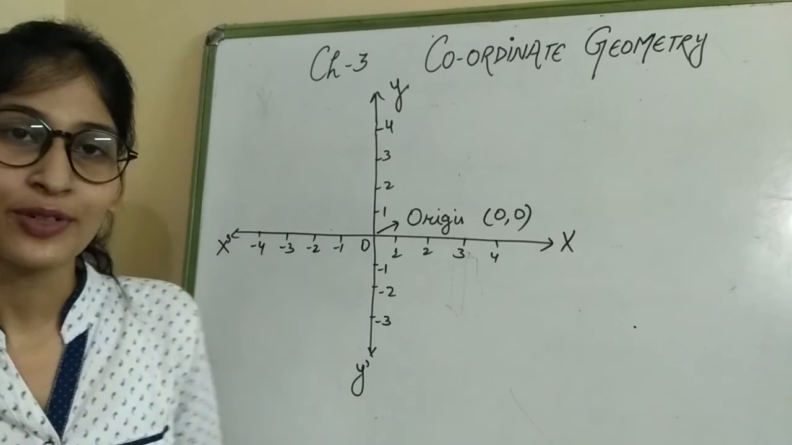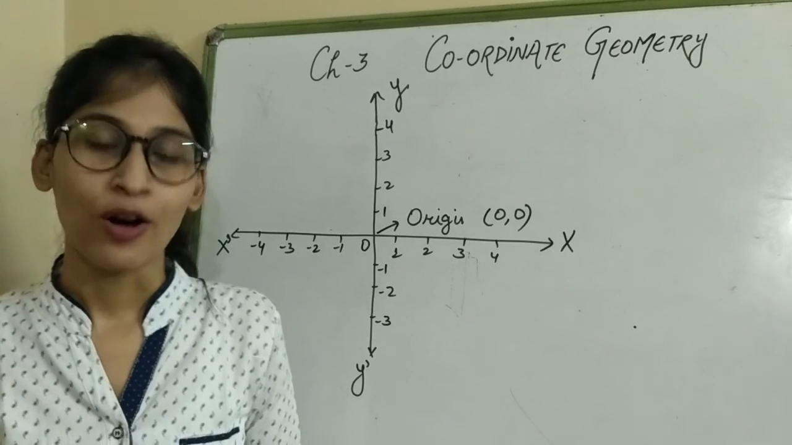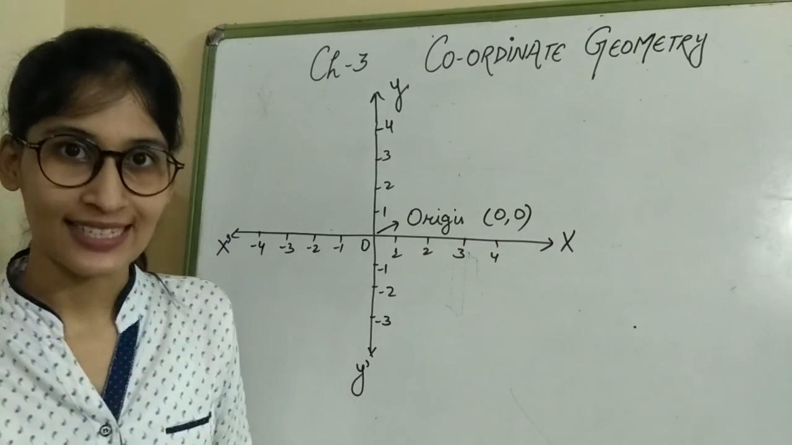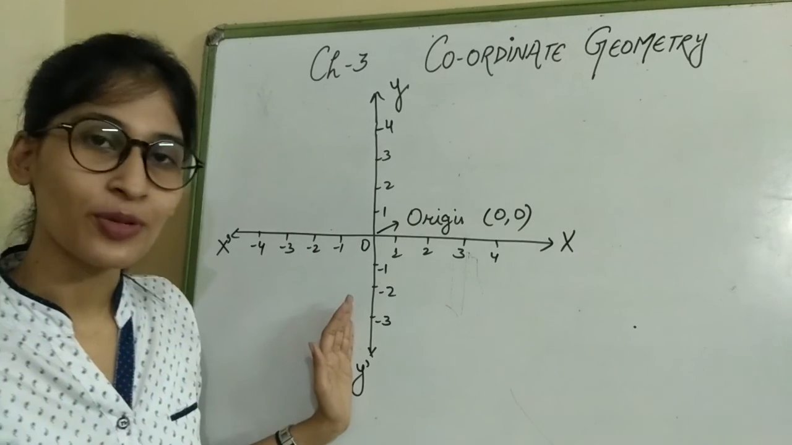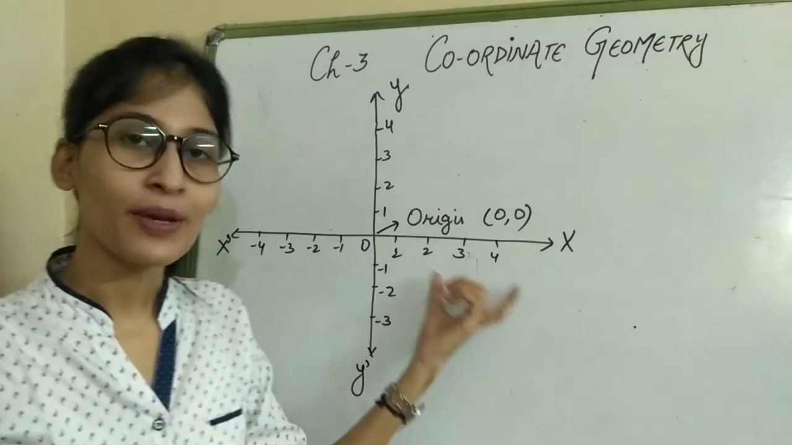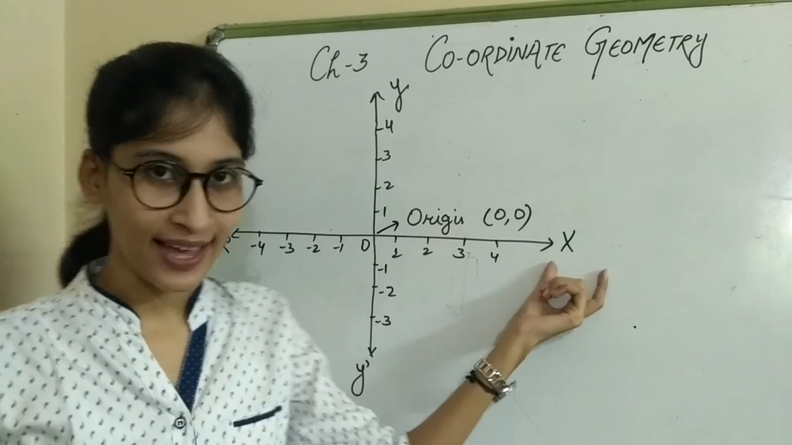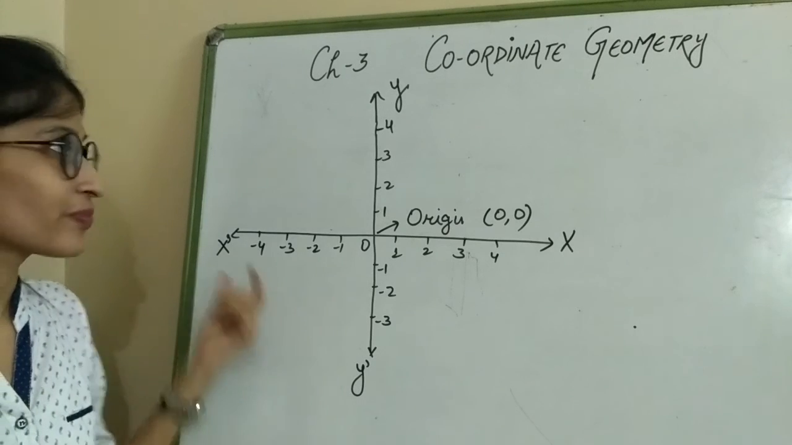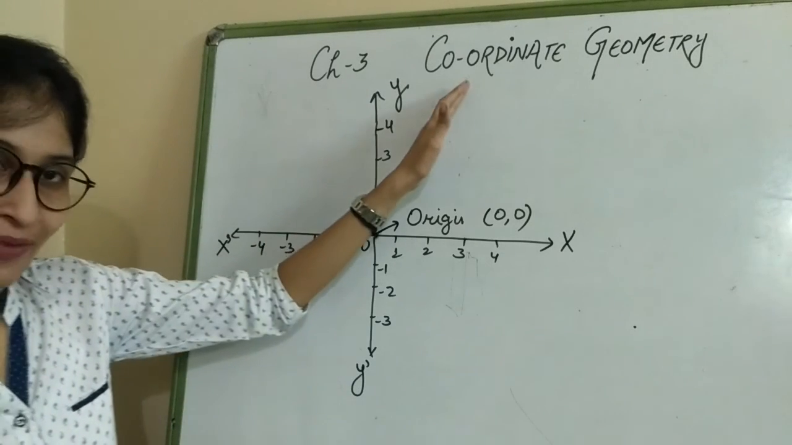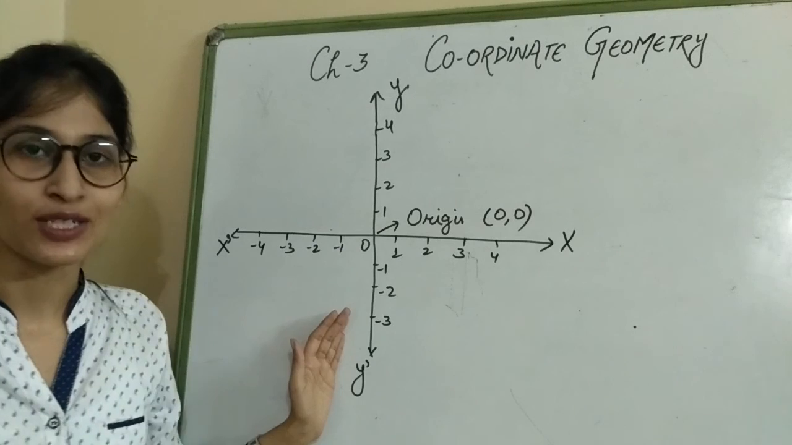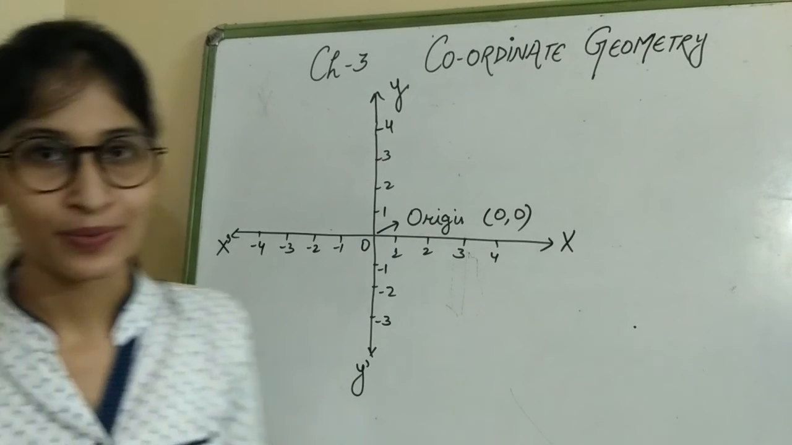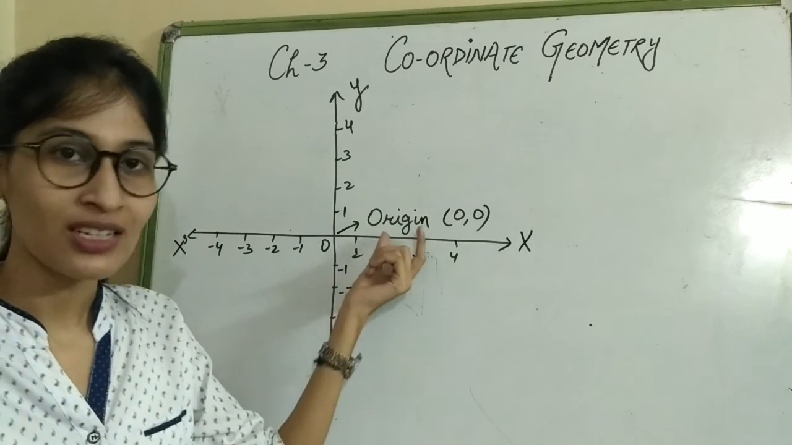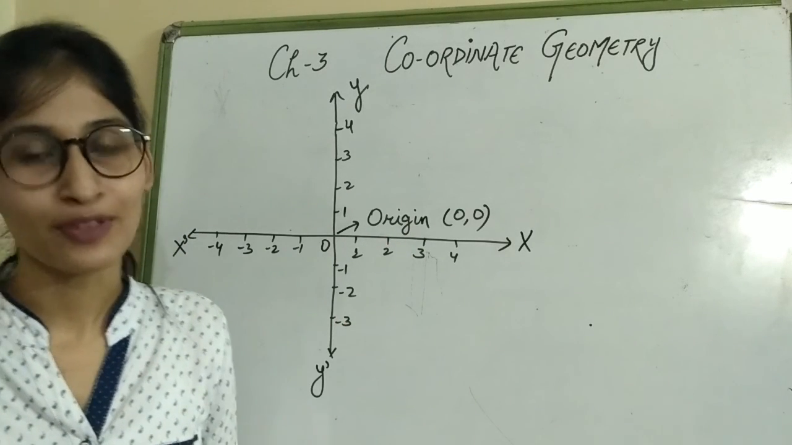In today's class, we are going to discuss Chapter 3 Coordinate Geometry of Class 9th NCERT. The horizontal axis is known as x-axis and the vertical axis is known as y-axis. This is my positive x-axis and is denoted by x. This is my negative x-axis and is denoted by x dash. Positive y-axis is denoted by y, and similarly the negative y-axis will be denoted by y dash. Point where these two coordinate axes intersect is known as origin, and the coordinates of origin are given by 0, 0.